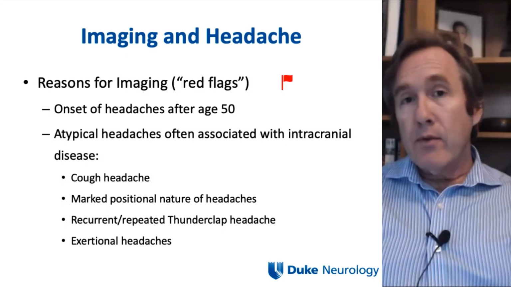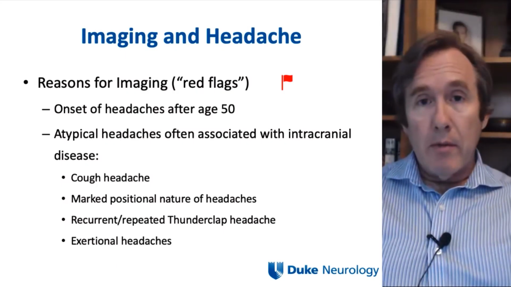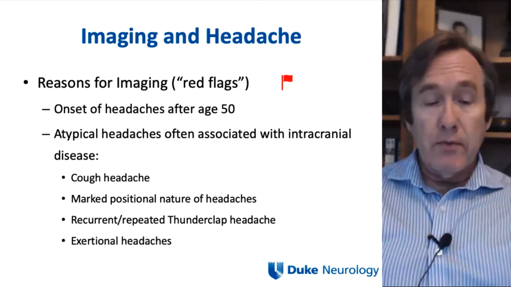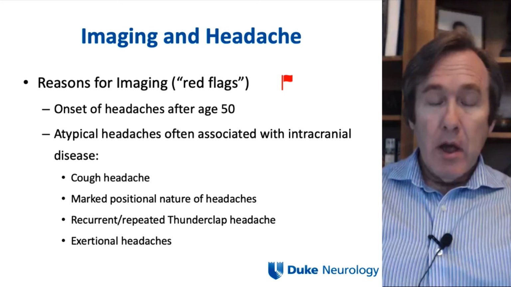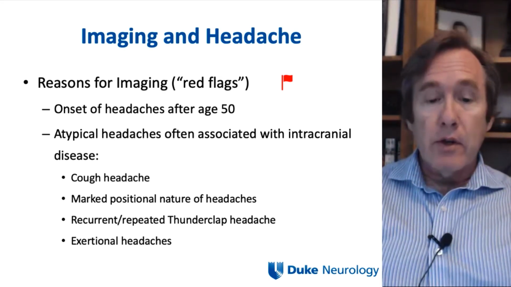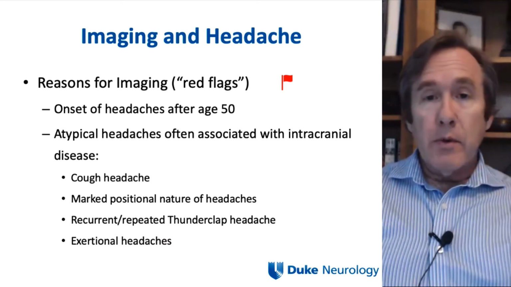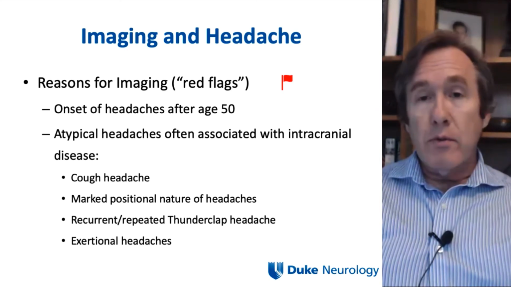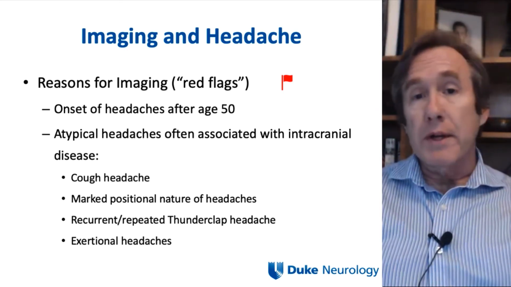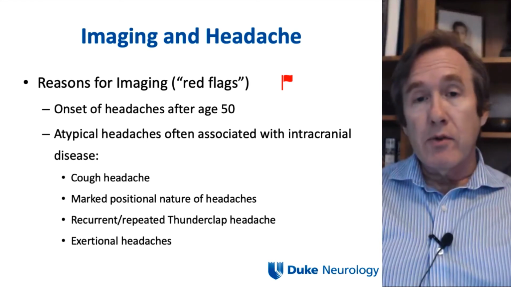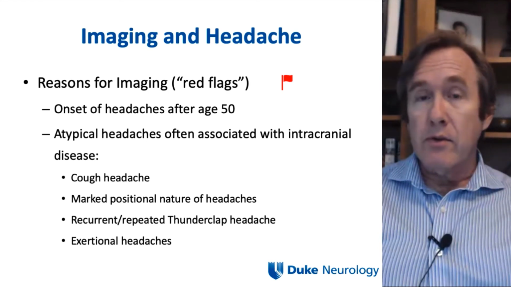Onset of headaches after the age of 50 is extremely uncommon, so patients with new onset headache after the age of 50 should be considered for imaging. Atypical headaches that are often associated with intracranial disease, such as cough headache, patients with a marked positional or postural component to their headaches, or patients with repeated thunderclap headaches, all should be strongly considered for imaging. Some patients with exertional headaches, especially if they're triggered by very specific exercises or exertion, should also be considered for imaging.